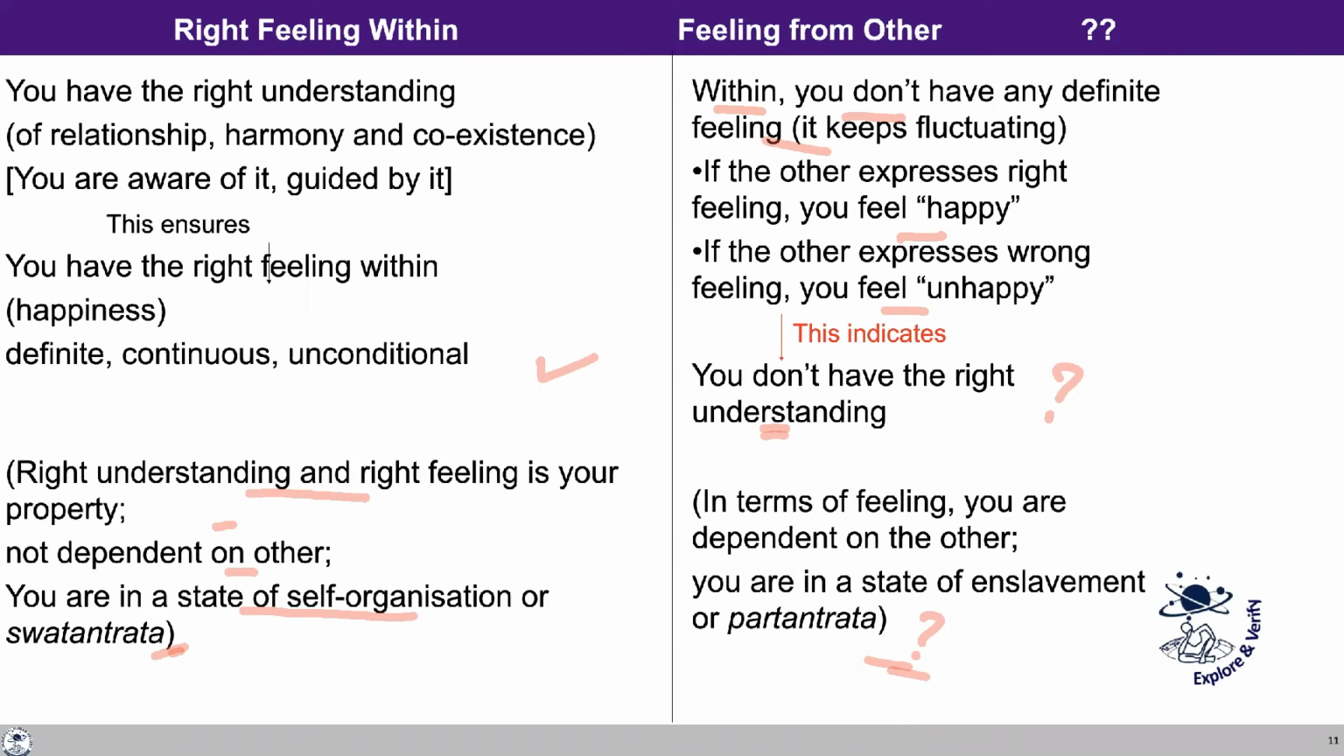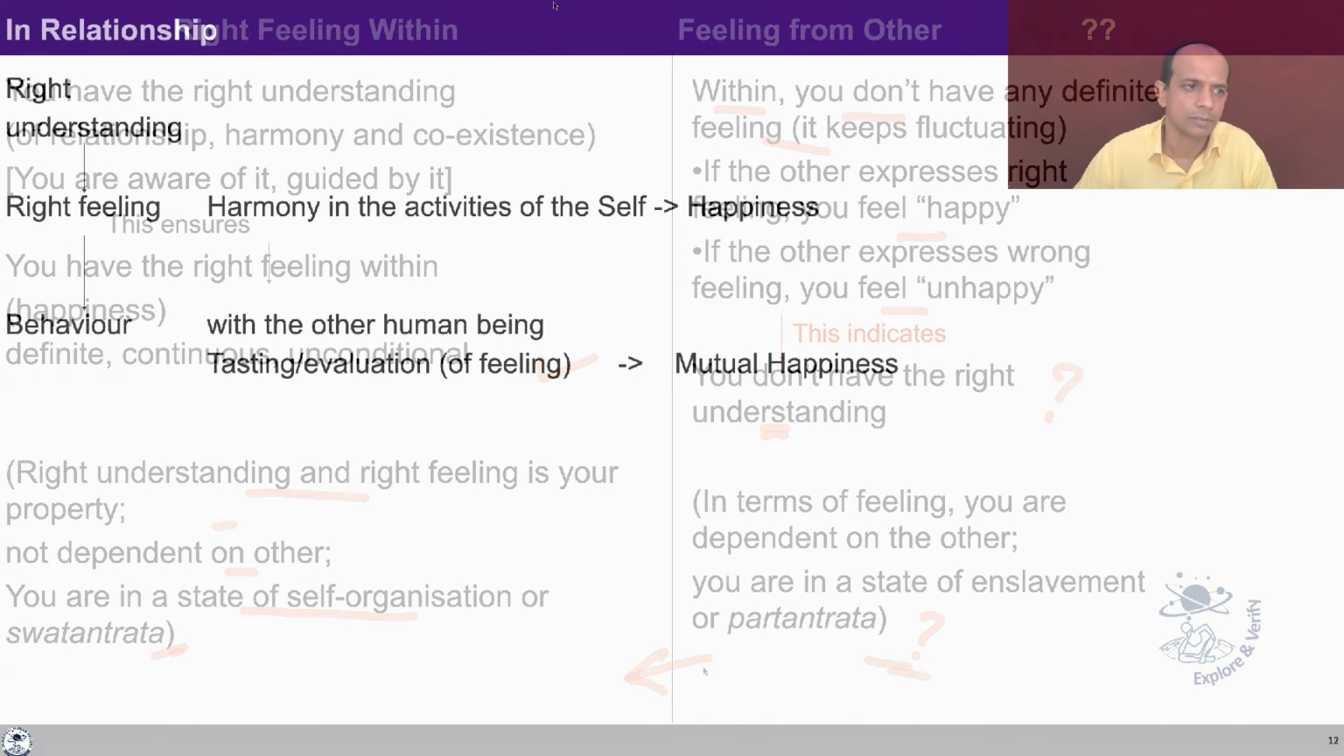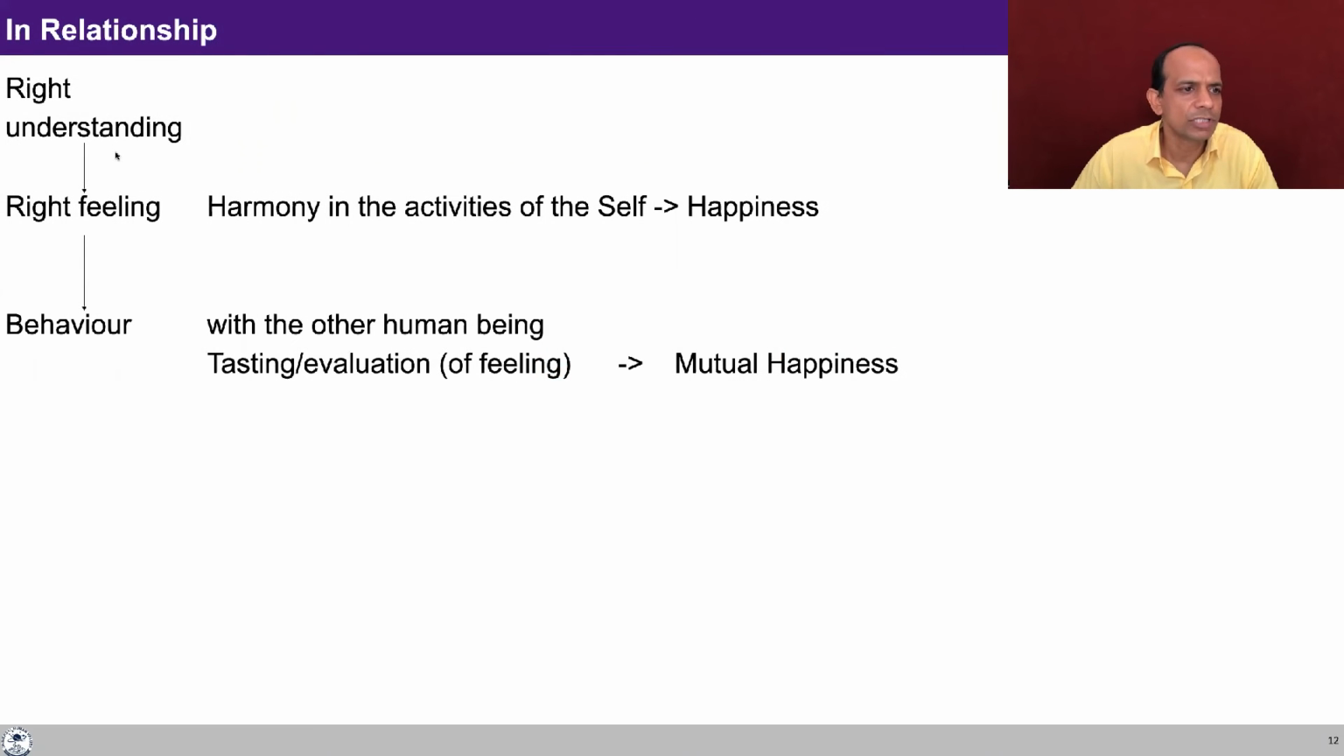So try to evaluate your own state of competence. Try to evaluate for yourself, where are you right now, on the left hand side or the right hand side. So you'll see that as we go on exploring within oneself, we are gradually able to transition from this state to this state. And this is the development of consciousness of the self. So in relationship, we need to ensure the right understanding within oneself so that we have the right feeling stated in us. And then there is harmony in the activities of the self, and there is happiness within.